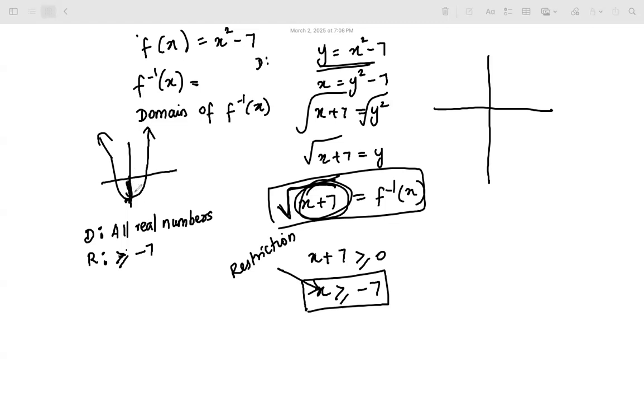No? Oh, x square minus 7. So it's up? No, it went down. What is that? No, I got it. So it's greater than or equal to negative 7.